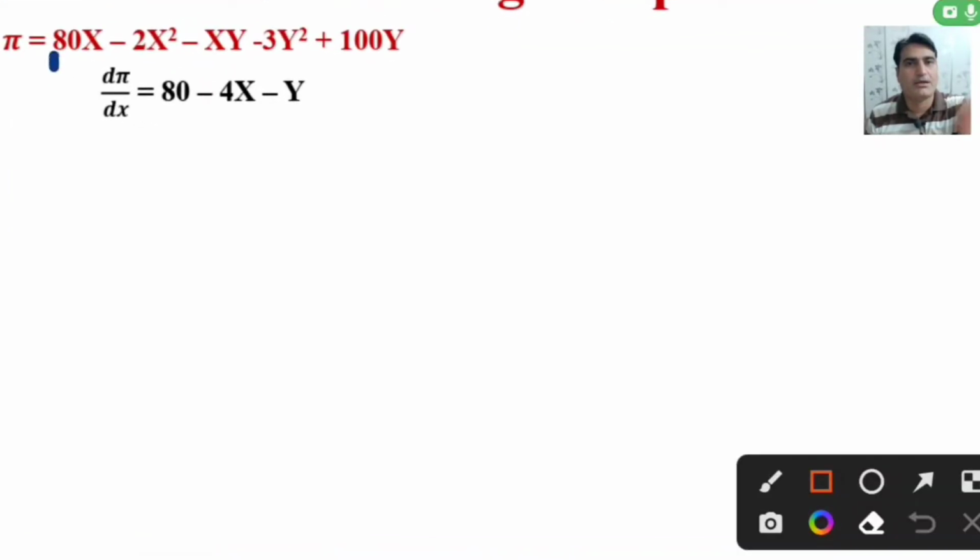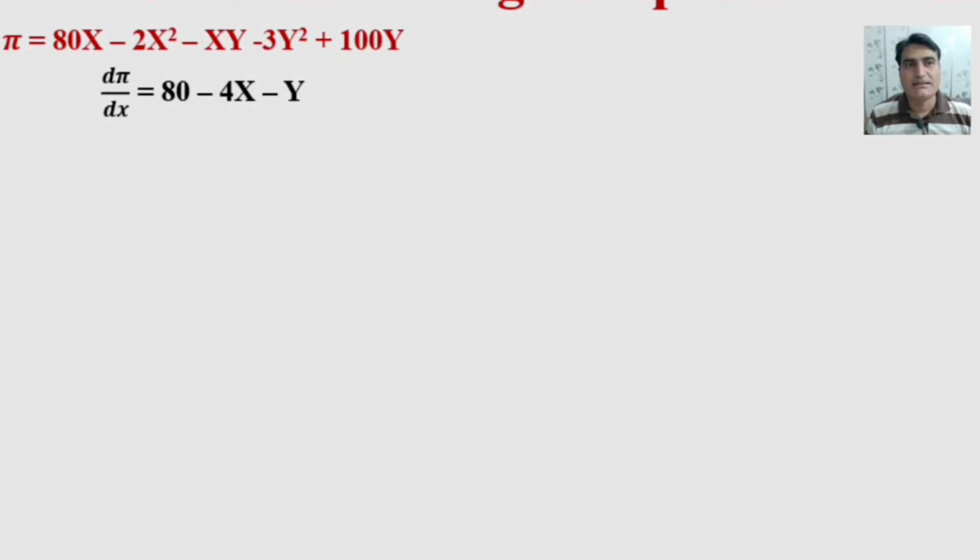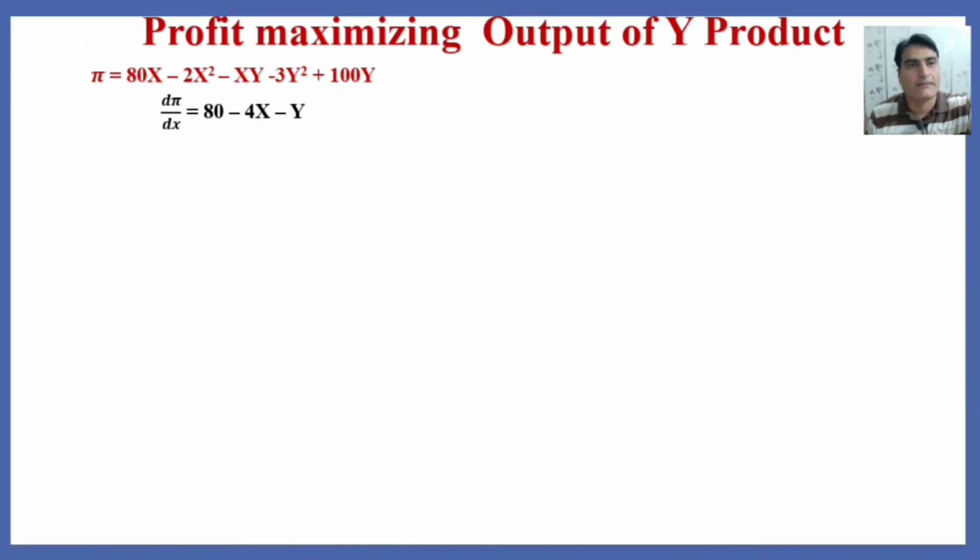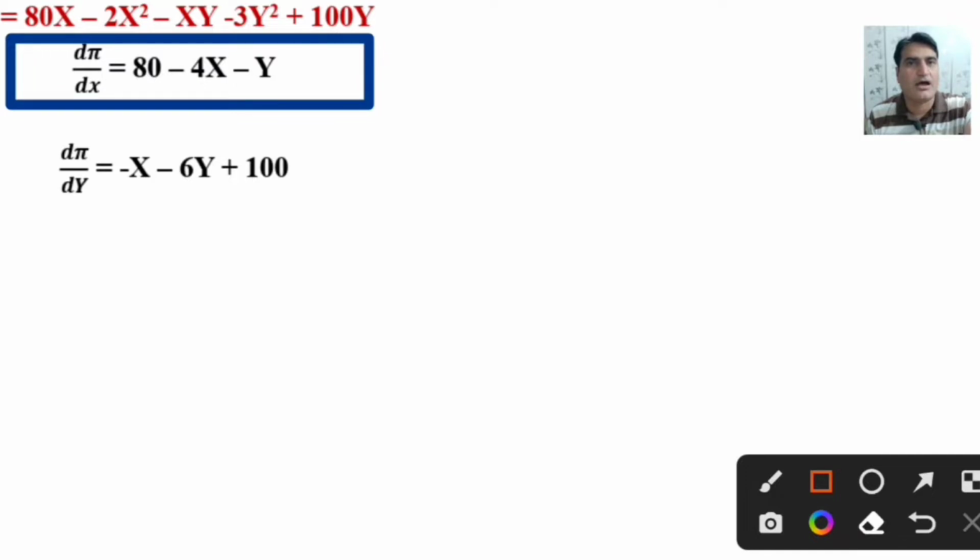This is d pi over dx. It means this is the change in profit with respect to change in X. We do the partial derivative here. So applying the power rule, the result is 80 minus 4x minus y. Likewise, we have to apply the partial derivative with respect to y. This derivative tells how much change in profit is caused by a change in production of product X.